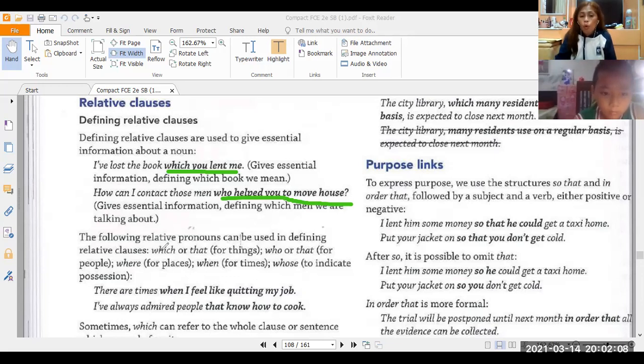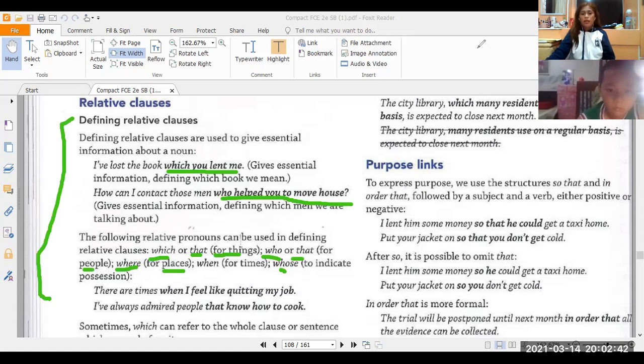Which or that is for things. Who or that is for people. Where, of course, is for places, when is for times, and whose is to indicate possession. Okay, Kyo, so this is what defining relative clauses are.